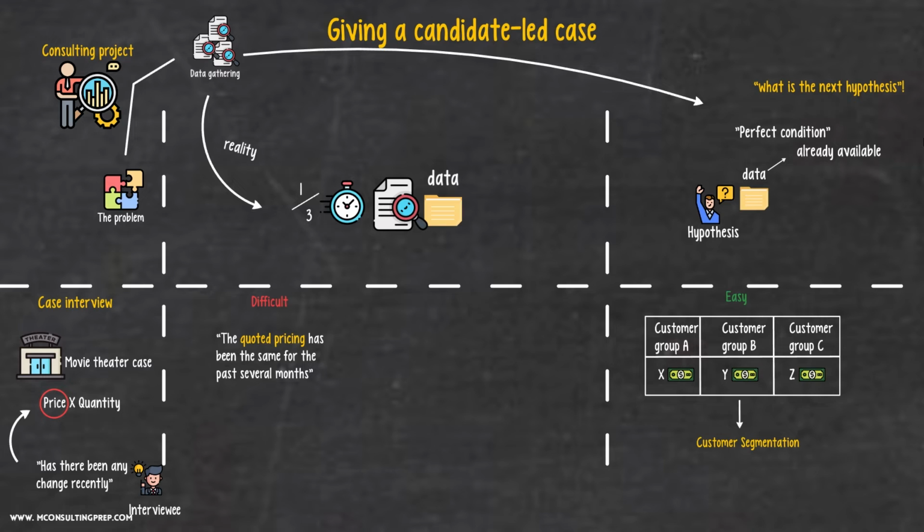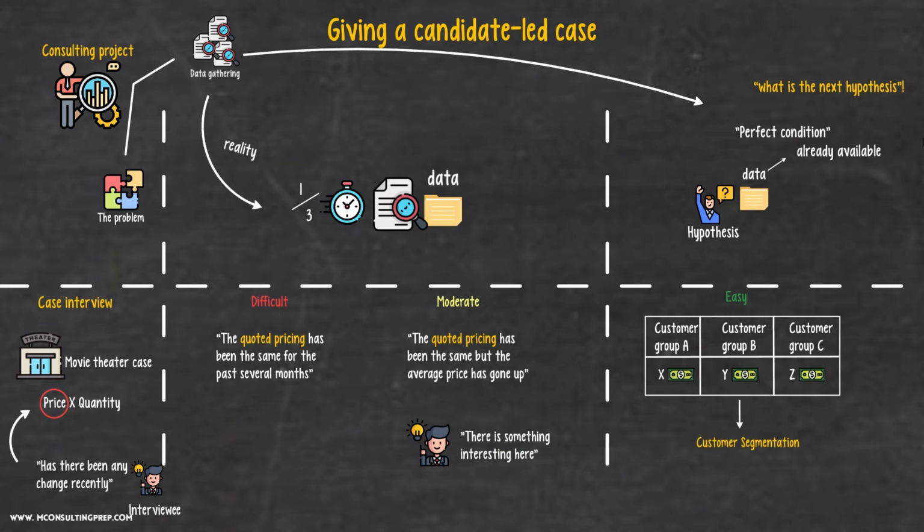To make the case moderate, the interviewer can say, the quoted pricing has been the same, but the average price has gone up. This also gives the interviewee a hint, but he or she has to work to get it. Something interesting is going on here, but you've got to dive in to find out why.